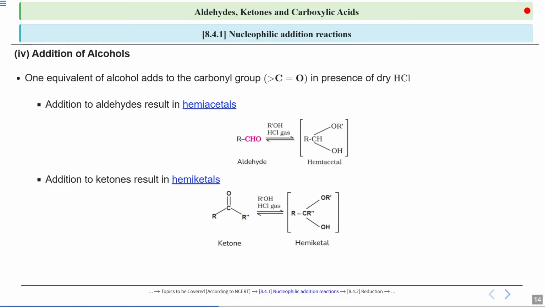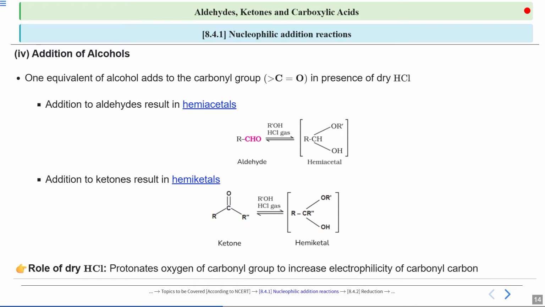So if you see here, starting with a ketone, when you react with alcohol in the presence of dry HCl, you get a hemiketal. That is, to this carbon, an OR group is attached and one OH group is attached. So this is a hemiketal. Now I told you that for this you need dry HCl.